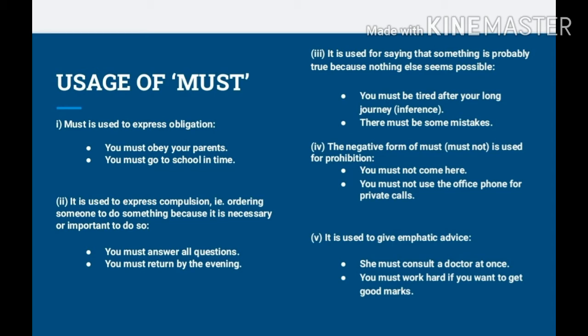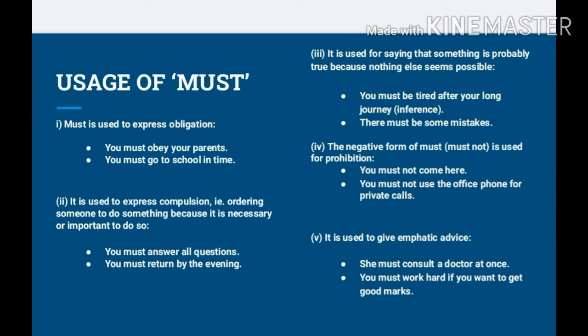Fourthly, the negative form of must is must not, and must not is used to express prohibition. Look at the examples. You must not come here. You must not use the office phone for private calls. Here, prohibition means the act which is not allowed or which you should not do in a particular area. So, must not in its negative form can be used to express prohibition.